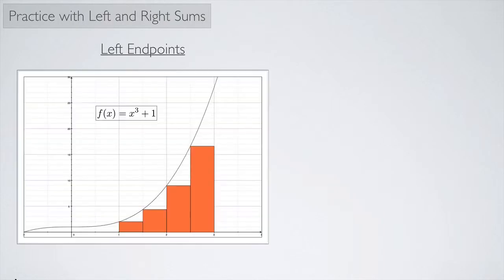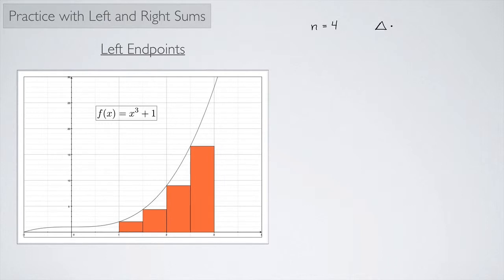Okay, so let's start by looking at left endpoints. So here's the graph, and I've drawn in the 4 rectangles that we're going to use for the left endpoints. And we know the width of each rectangle has to end up being a half. So that is my delta x. So if you remember, n was the number of rectangles, n in this case was 4.